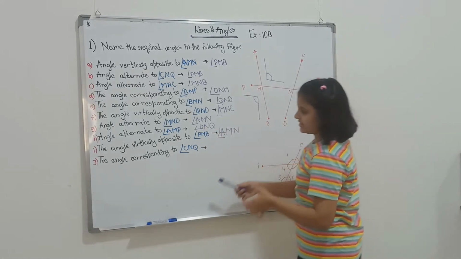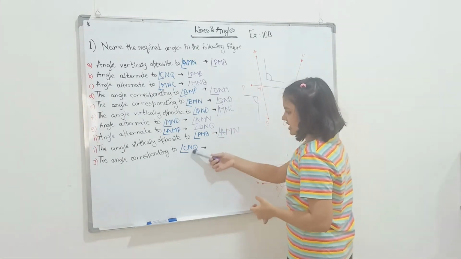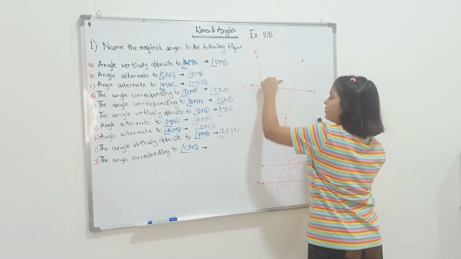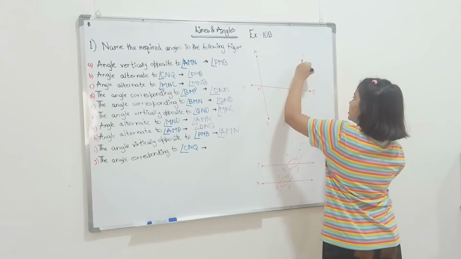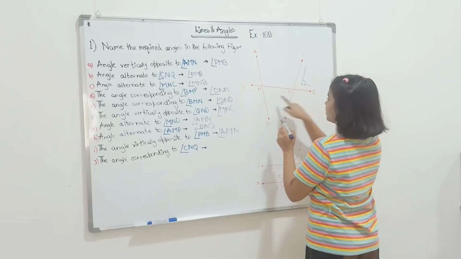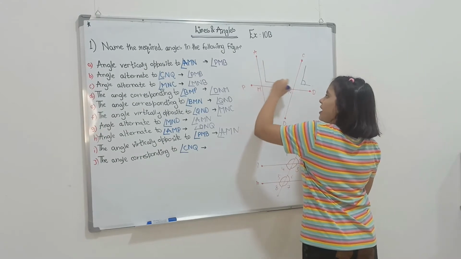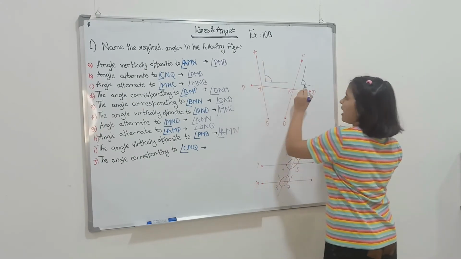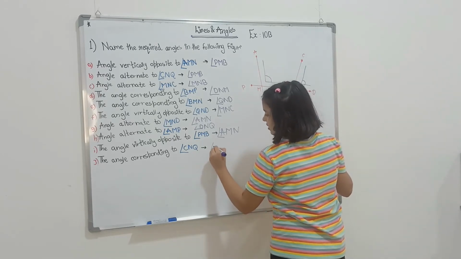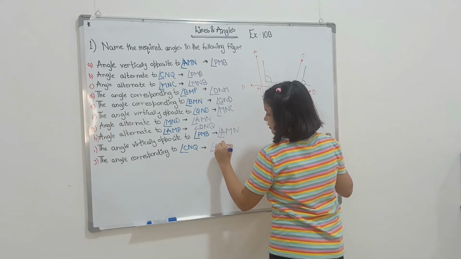The last part is the angle corresponding to C and Q. Now corresponding, these two and these two, this and this. So again our answer will be angle AMN.